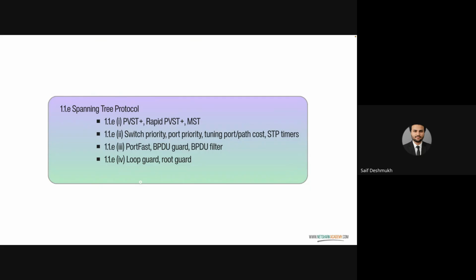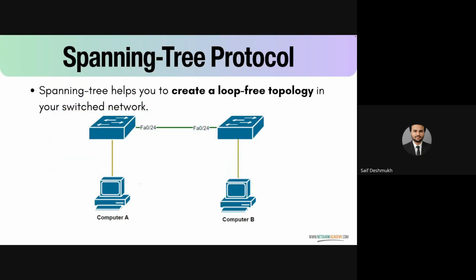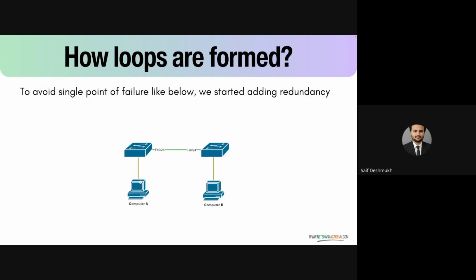So let us start with general PVST. Basically, spanning tree helps you to create a loop-free tree topology in your switch network. Back in the days, to avoid any kind of single point of failure, we started adding redundancies in the network. Rick is asking, configurations will be aligned with best practices? Would you elaborate your question, Rick?